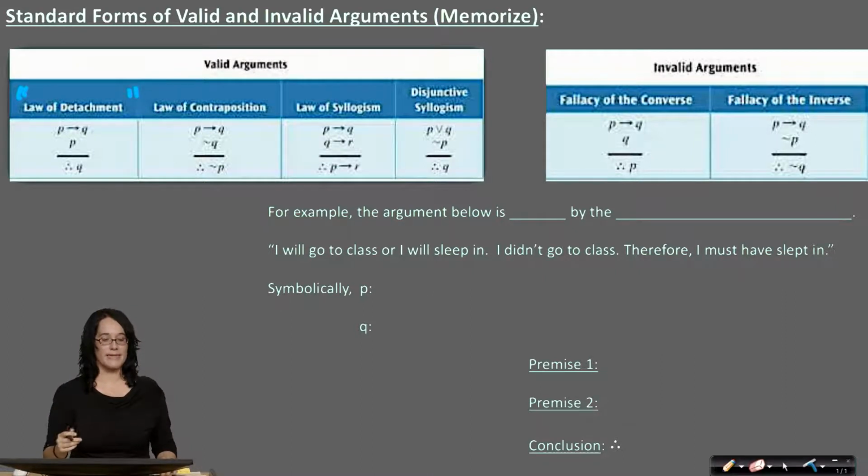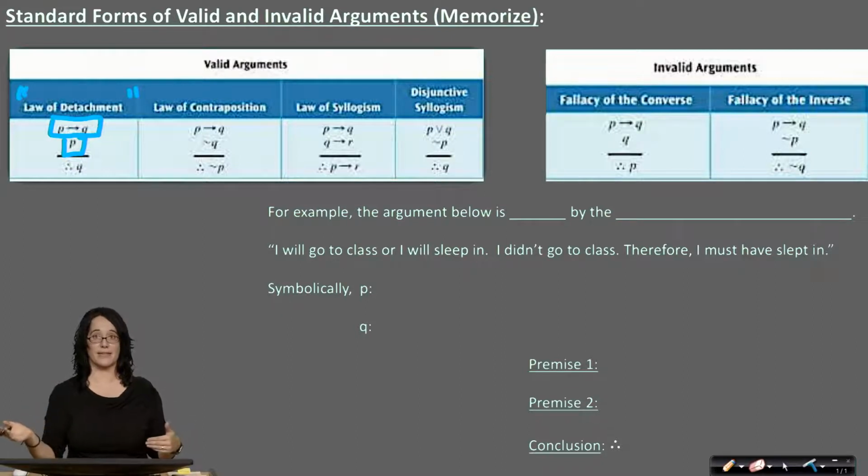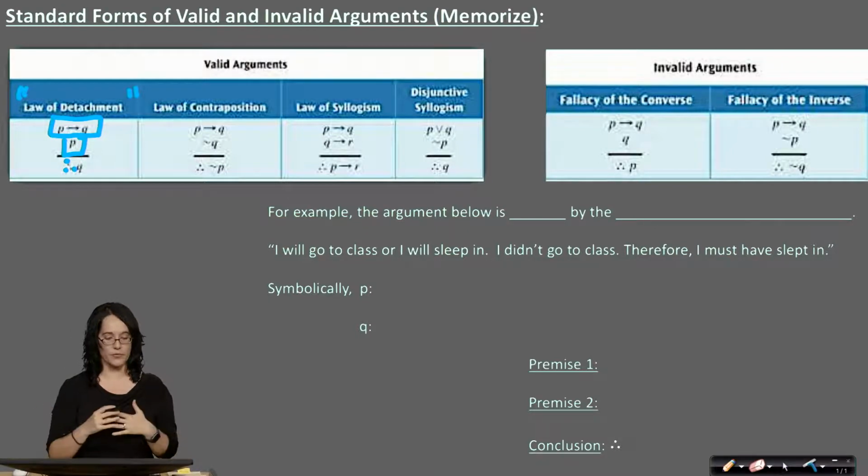Well, the basic idea here is for premise 1, you have an if-then statement. So here's premise 1, if P, then Q, okay? But for premise 2, you only have the antecedent. So we take this antecedent here and we see it again. So for example, this could be the statement, if I do my homework, then I pass the class. That's premise 1. Premise 2, I did my homework. Therefore, what conclusion should follow?